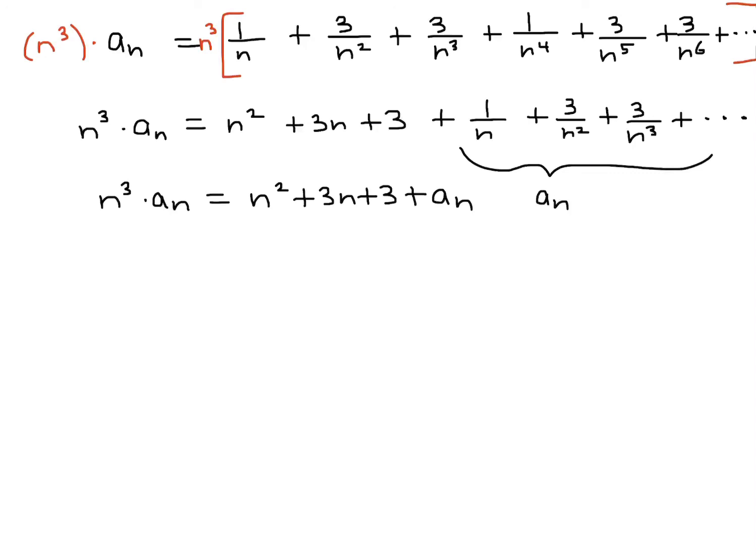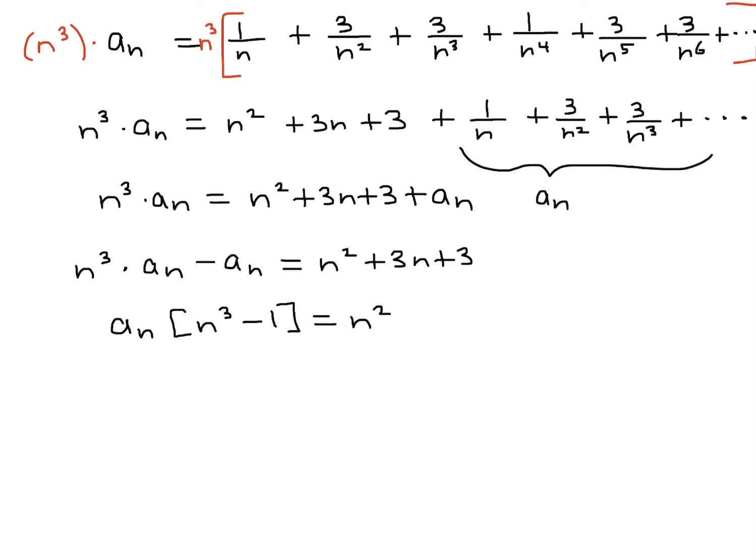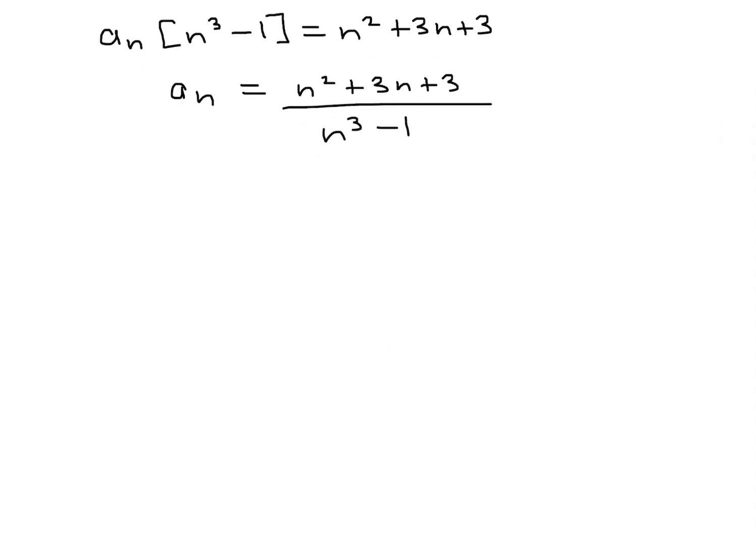If you put the a_n on one side, we get n to the power of 3 times a_n minus a_n is equal to n squared plus 3n plus 3. Factor out a_n, and you get a_n times n to the power of 3 minus 1 is equal to n squared plus 3n plus 3. And therefore a_n is equal to n squared plus 3n plus 3 all over n to the power of 3 minus 1. Take a second there to digest that.